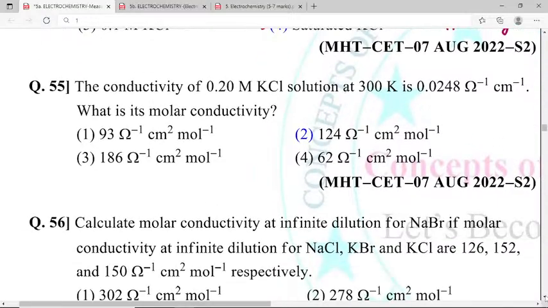The concentration is given and the conductivity K is also given. Molar conductivity we have to calculate. So how to calculate molar conductivity? Molar conductivity is equal to 1000 K by C. Substitute the values and we get the answer 124.